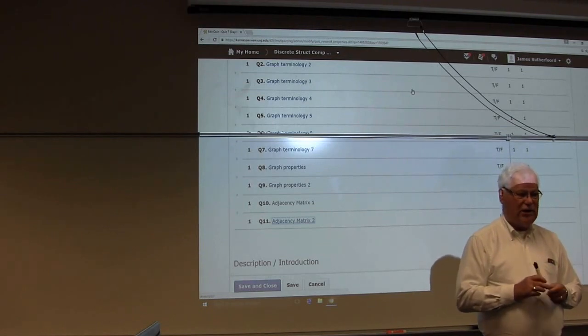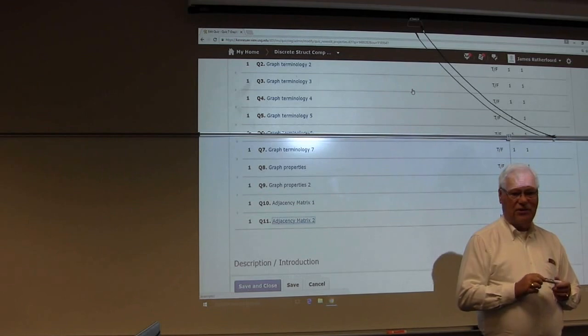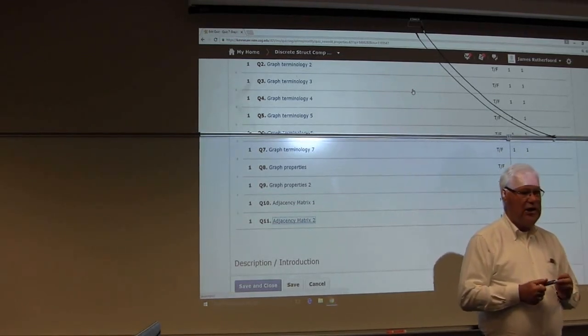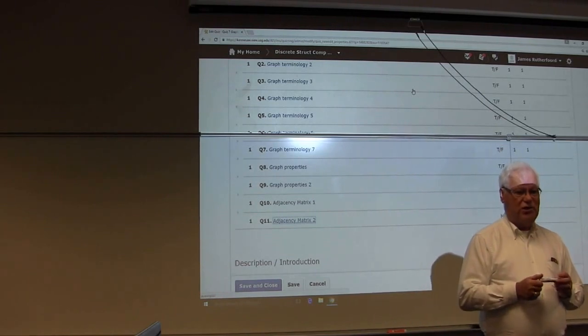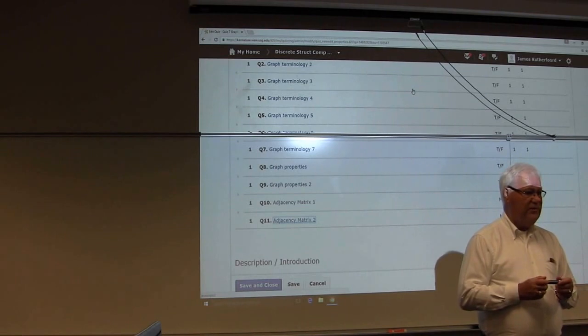Anybody have any unique findings that they got from their project that they want to share? How many got the selection sort slower than the bubble sort? Anybody have bubble sort being the best?